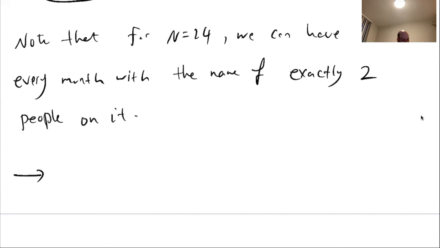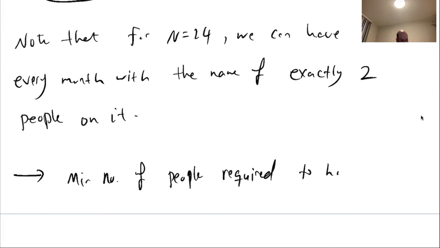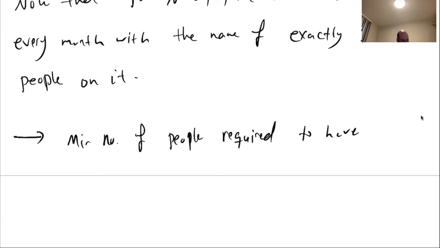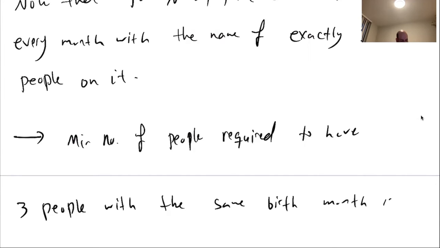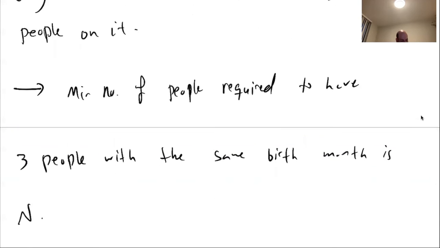So the minimum number of people required to have 3 people with the same birth month is n equals 25.